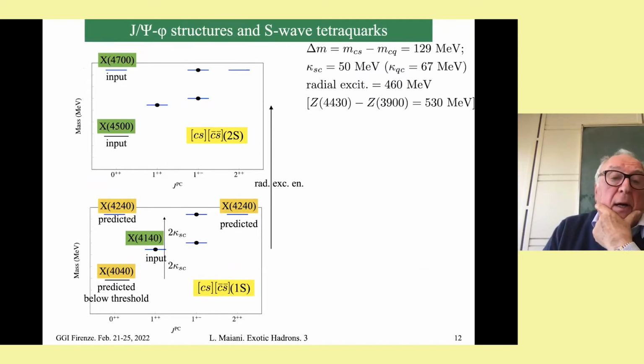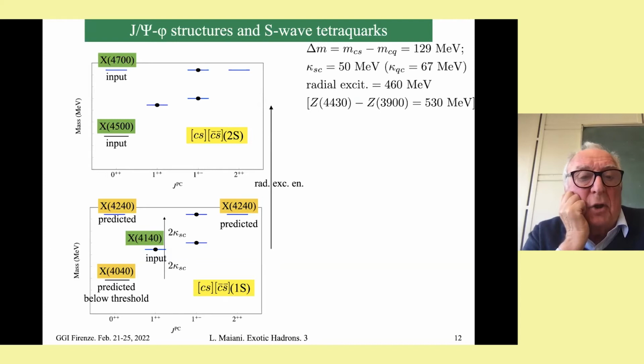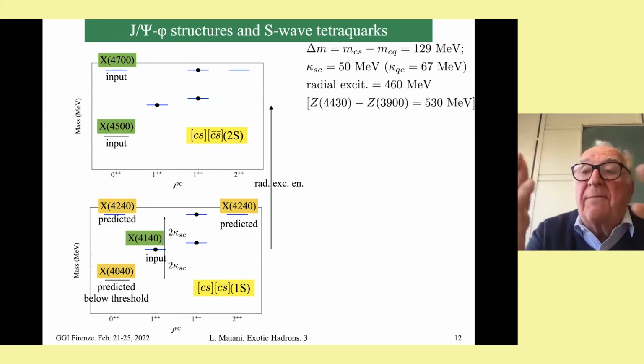Our proposal was in the green things. The green things are those proposed by LHCb, one at 4140 and then 4500 and 4700, spin zero. And you can accommodate them into a fundamental tetraquark, which lies in the same nonet as the X3872. But these two, the 4700 and 4500, have masses such that they would fit well into the orbital excitation.